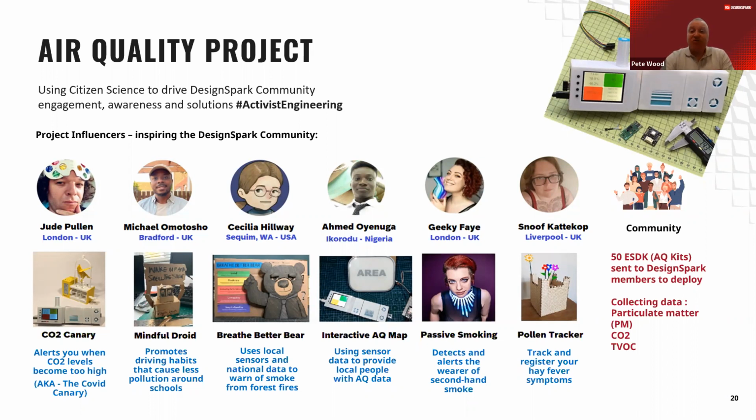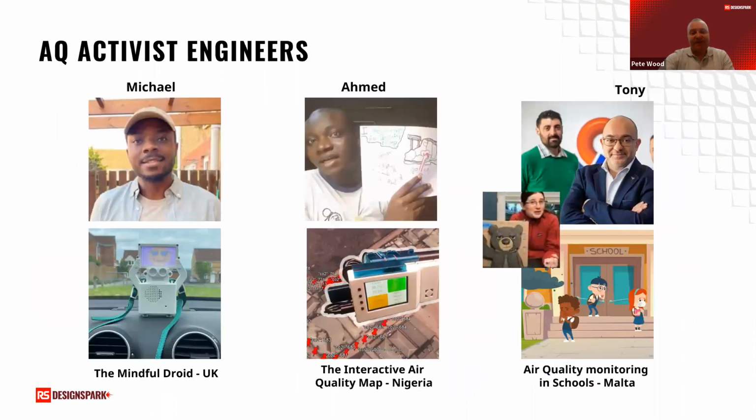Once we shared all these stories on DesignSpark, we then invited the community to apply for one of the ESDK kits. We gave out 50 of those, and we chose the best applications and ideas. We sent them out to the community, and now they're testing those in their environments, and they're sharing their stories and their data. We've now progressed on from that, and we've taken some of our favorite projects, and we're sponsoring a handful of those to take to the next stage.